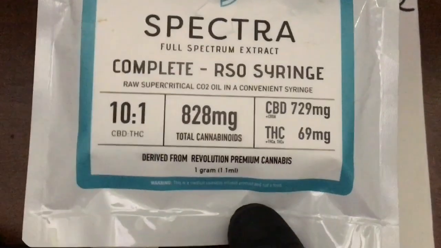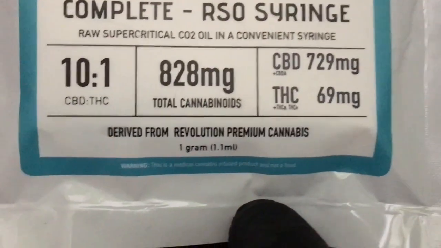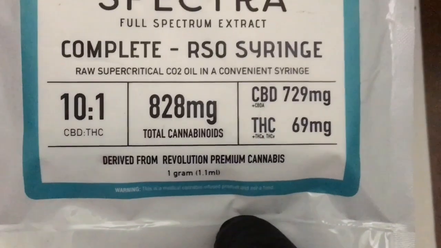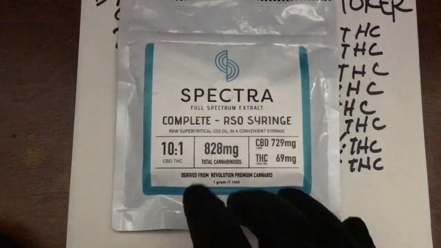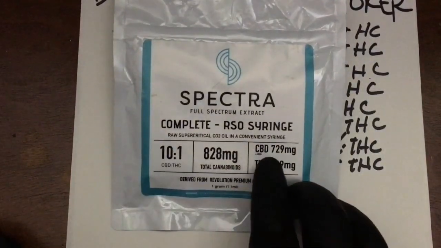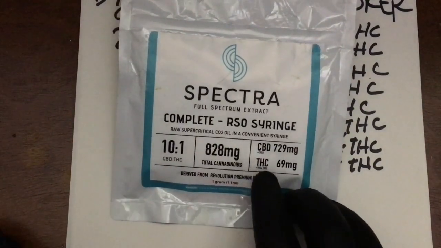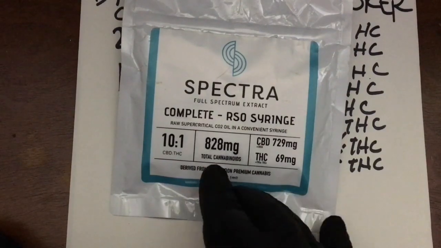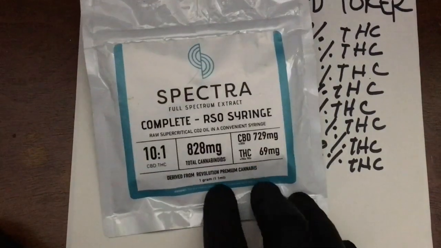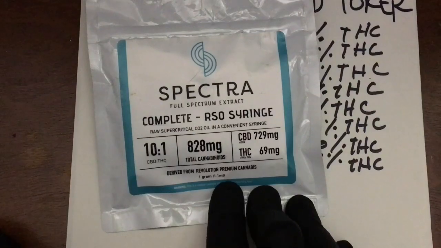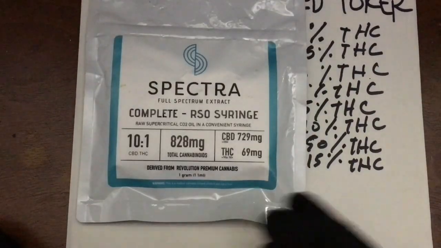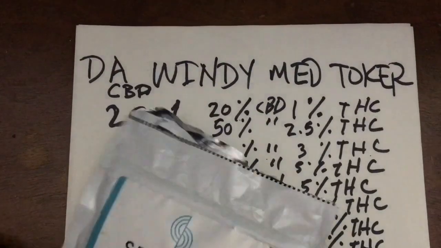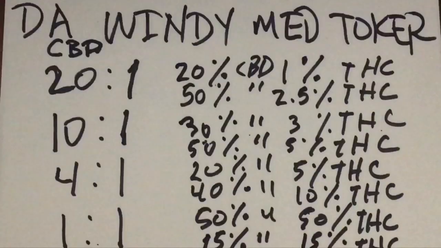Now you see on something like this, it says 1 gram or 1,000 milligrams. But if you look here, it only has CBD 729 milligrams and THC 69 milligrams for a total of 828 milligrams of cannabinoids, not 1,000 milligrams. So that's the second part of this. That'll be in the second video. So don't forget, subscribe so you don't miss out on that part of the video.